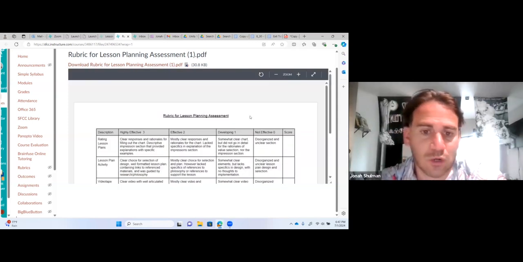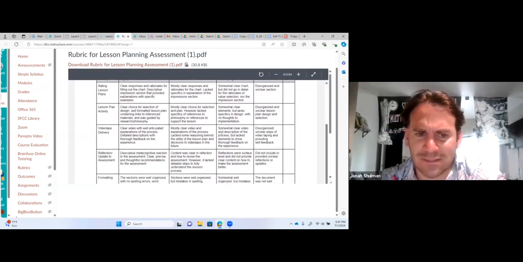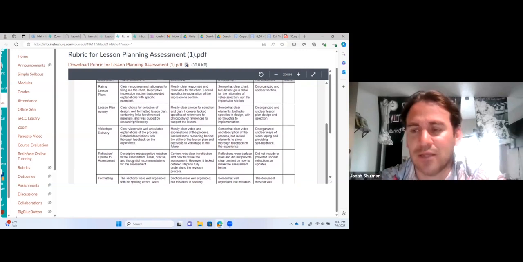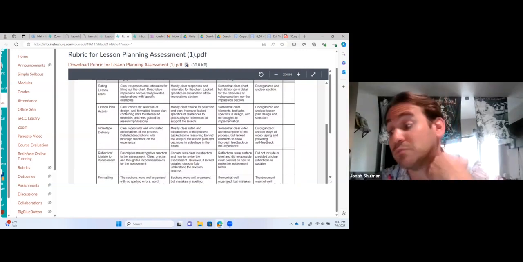So I know this was a short one, but I definitely wanted to go through the rubric. This is how I'm grading you. Does it have to be APA? No, I'll survive, but it definitely should be clear.